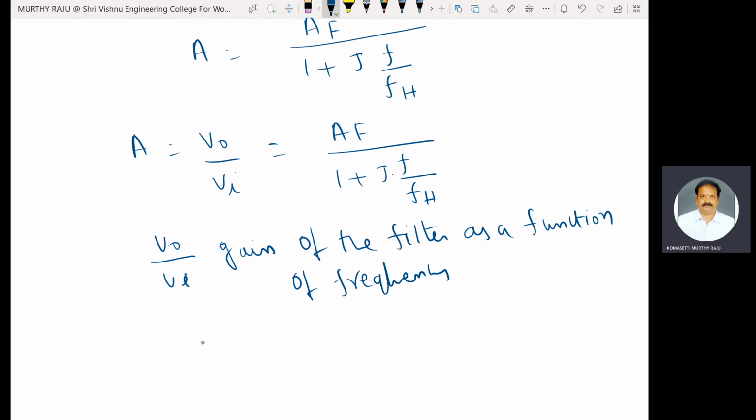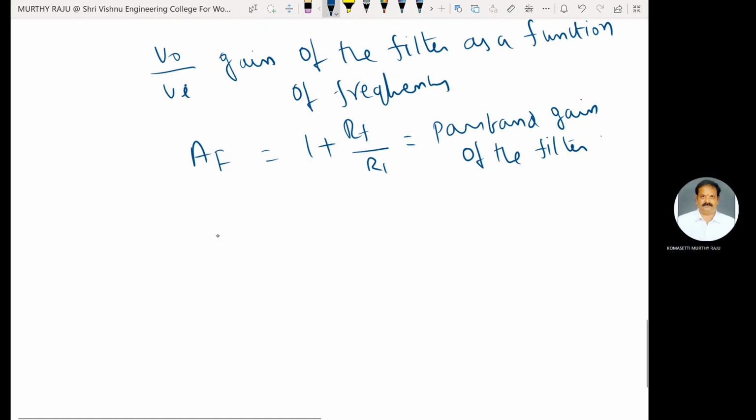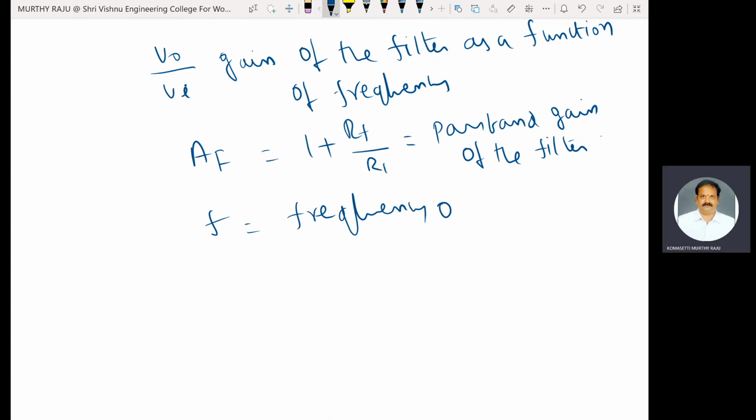And AF is equal to 1 plus RF by R1, the pass band gain of the filter. F is the frequency of the input signal. FH is the high cutoff frequency of the filter.